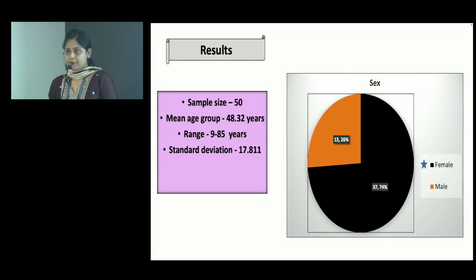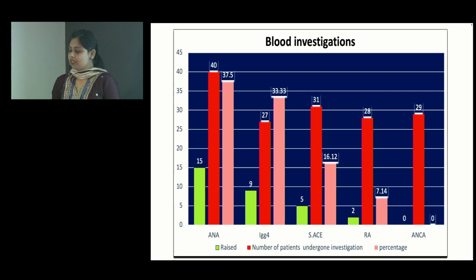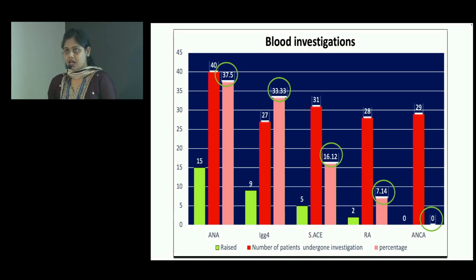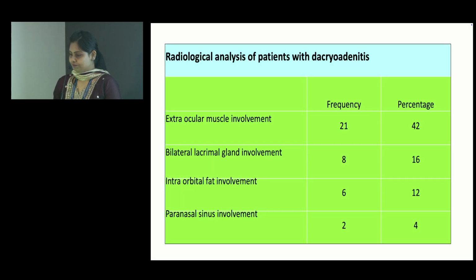So we got a sample size of 50, with a mean age of presentation of 48.32 years, and females were predominantly affected. Looking at the blood investigations, 37.5% of the patients had elevated anti-nuclear antibody, 33.3% had elevated serum IgG4, 16% had elevated serum angiotensin converting enzyme, 7% had elevated RA factor, and none of the patients were positive for anti-neutrophil cytoplasmic antibody.